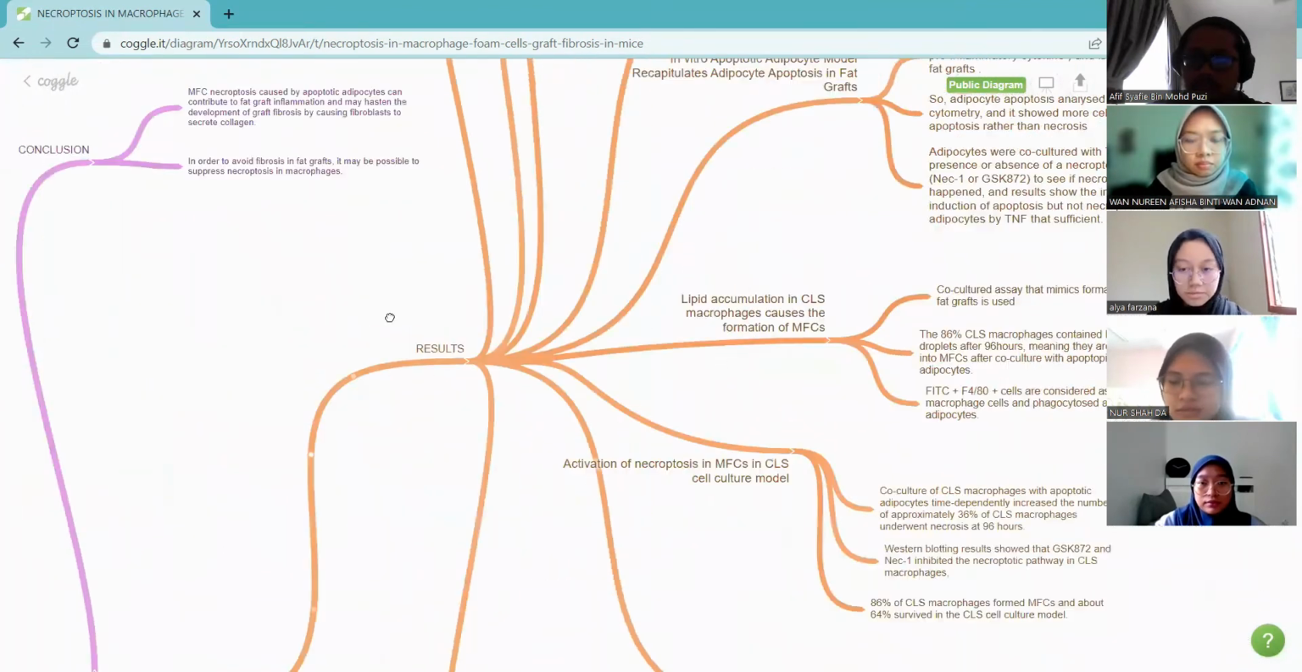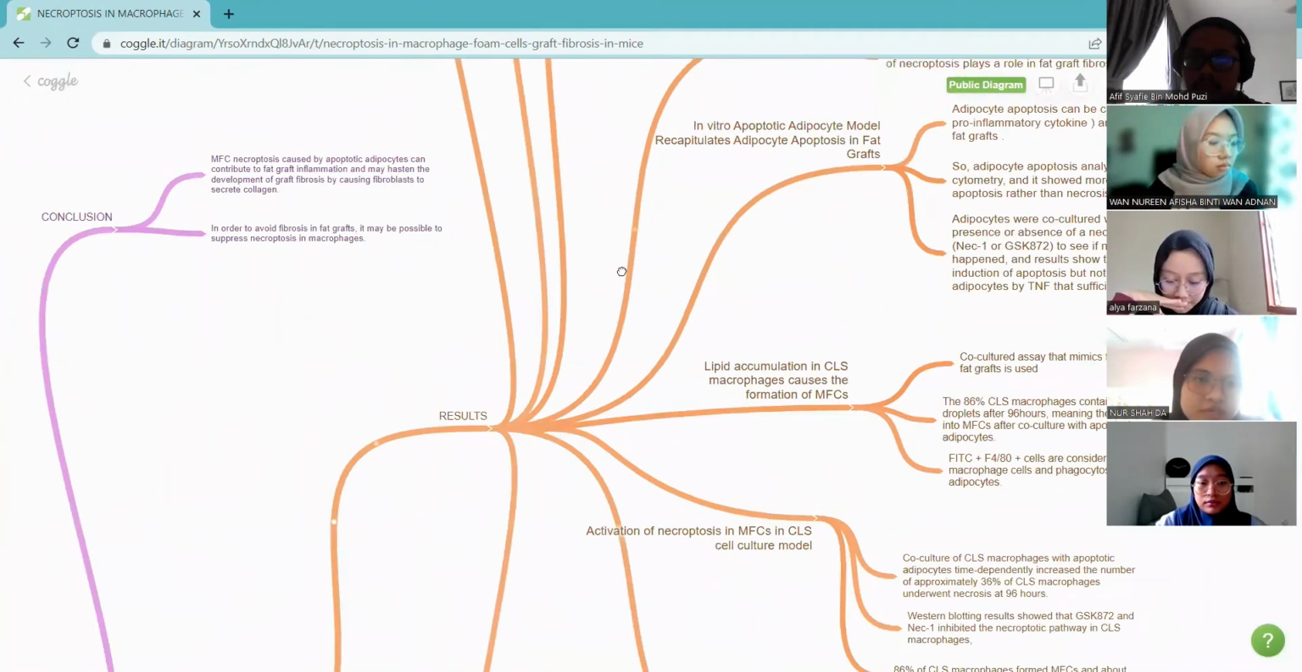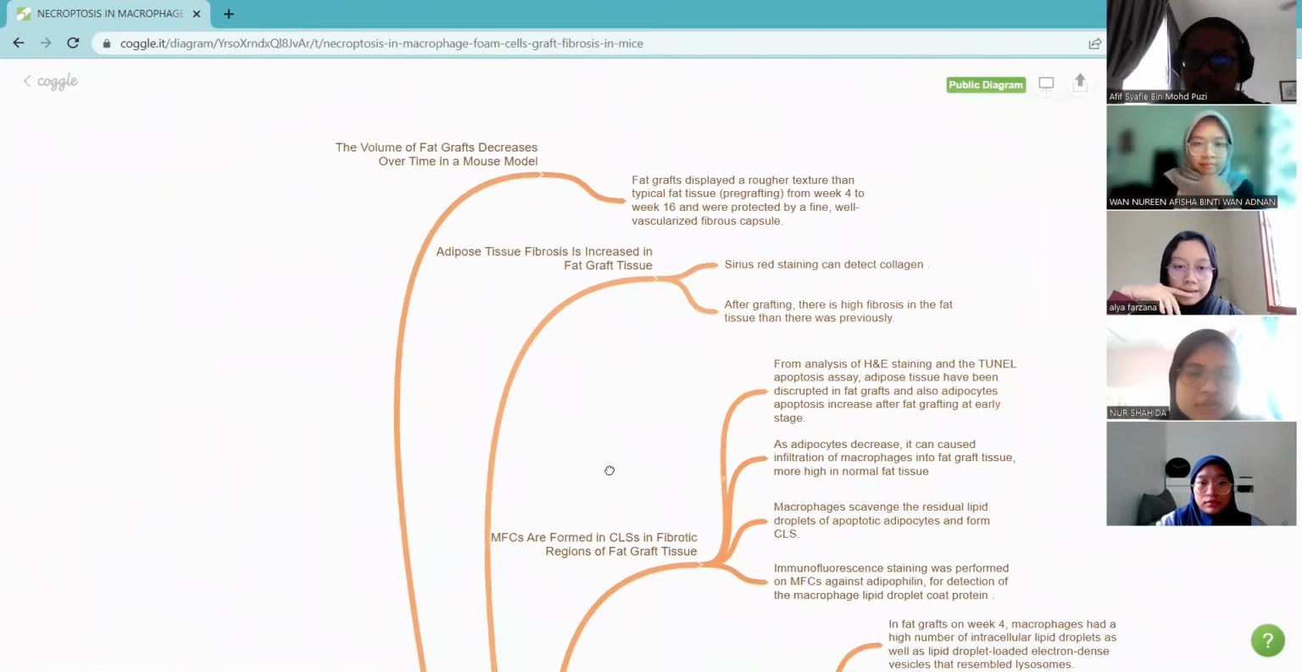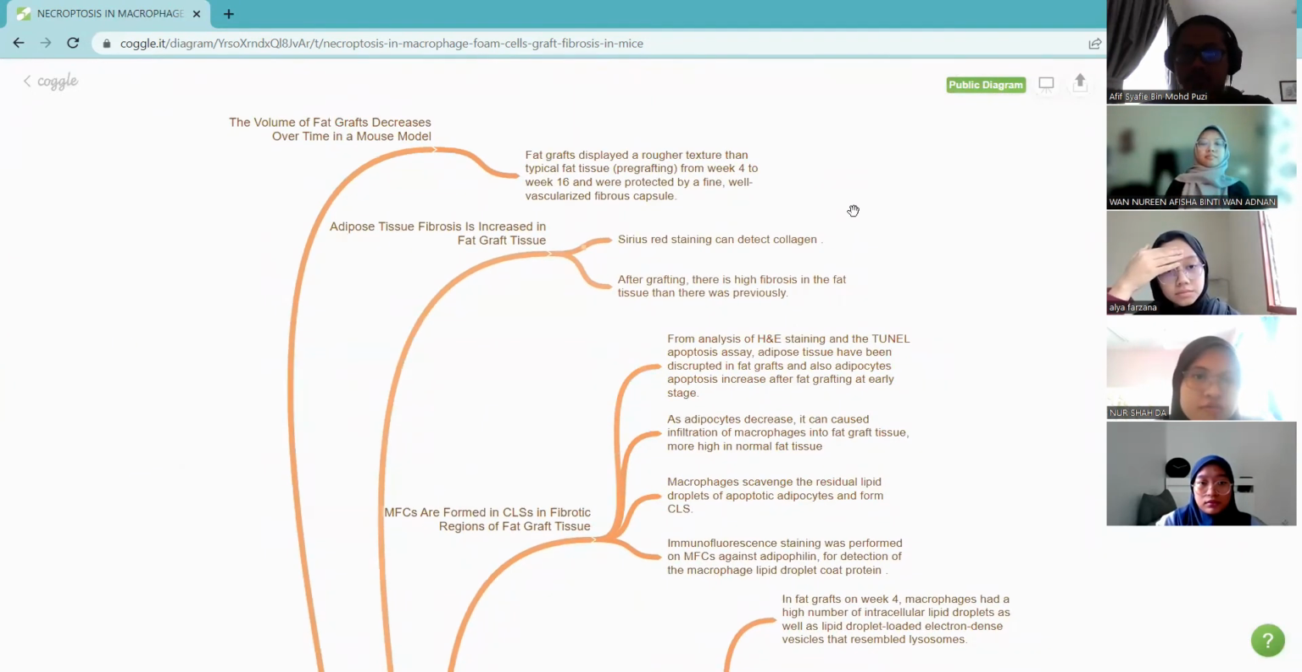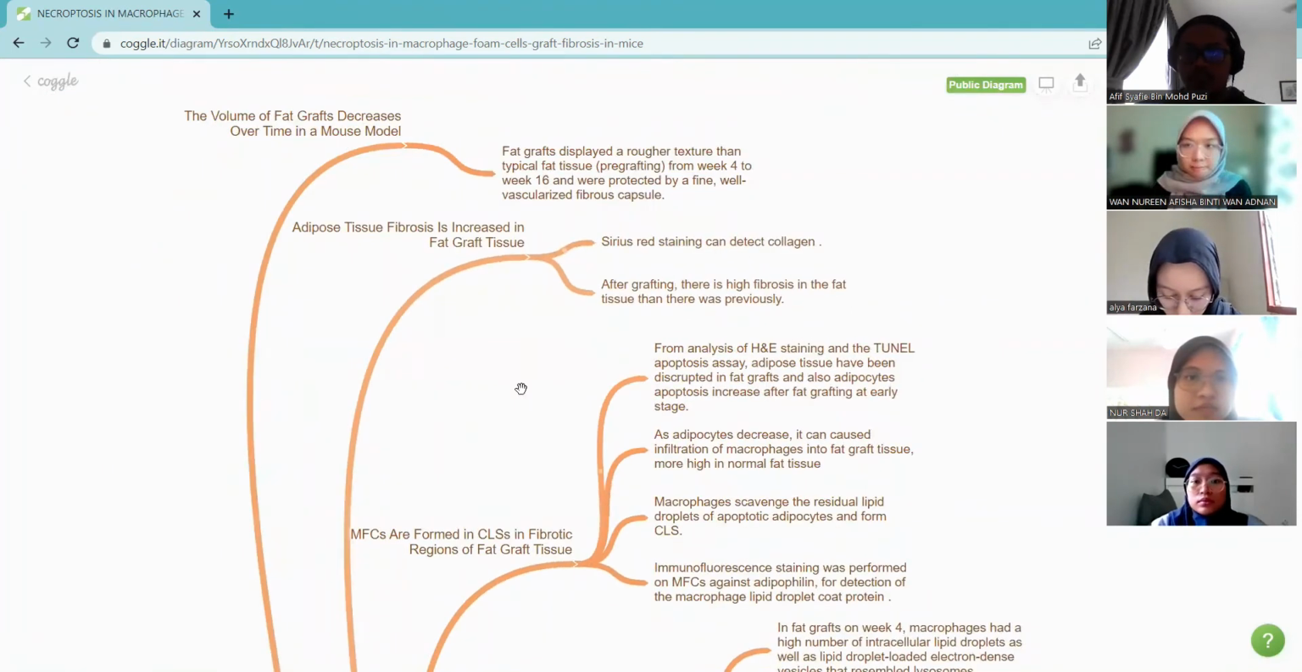Okay, in this article, it has 9 results. Okay, we start at the first one, the first result. The volume of fat grafts decreased over time in the mouse model. So fat grafts display a rougher texture than typical fat tissue pre-grafting from week 4 to week 16 and were protected by a fine, well-vascularized fibrous structure.